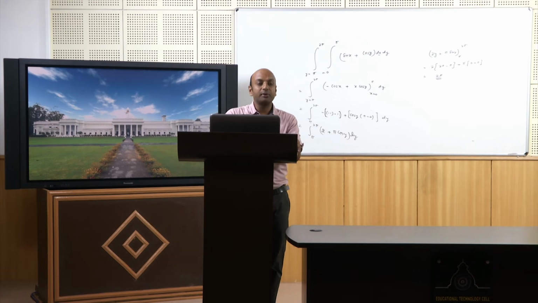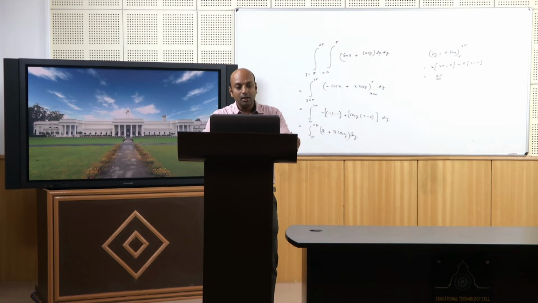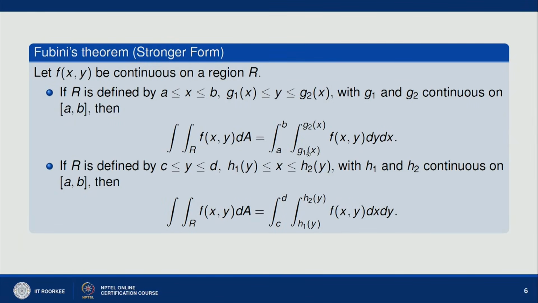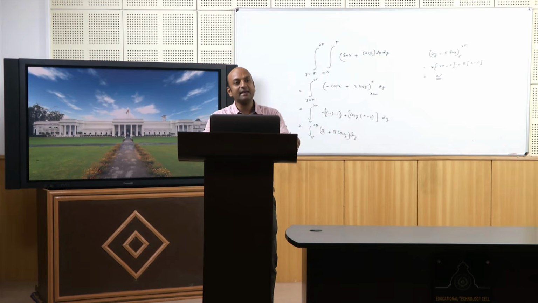Now, the stronger form of Fubini is, let f(x,y) be continuous on the region R. If R is defined by x varying from a to b and y varying from g1(x) to g2(x), where g1 and g2 are continuous on the closed interval a to b, then the double integral over R of f(x,y) dA will be given by, now here y is varying from g1 to g2. So, you take the limits of y from g1 to g2 and x from a to b, f(x,y) and then dy dx, because first you are putting the limits for y and then for x.